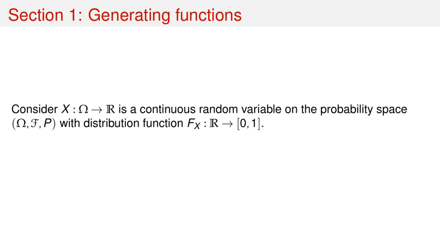Consider a continuous random variable x, which maps outcomes from our sample space omega onto the real line. This variable exists within a probability space defined by omega, the sigma field script F, and the probability measure P. Associated with x is its distribution function F sub x, which maps the real numbers to the interval 0 to 1.